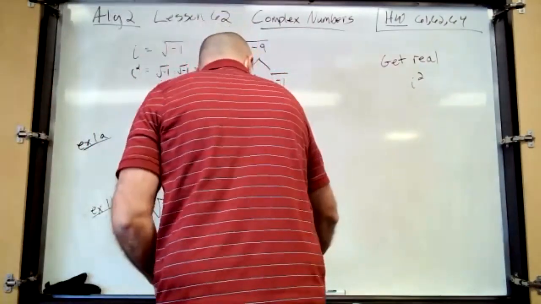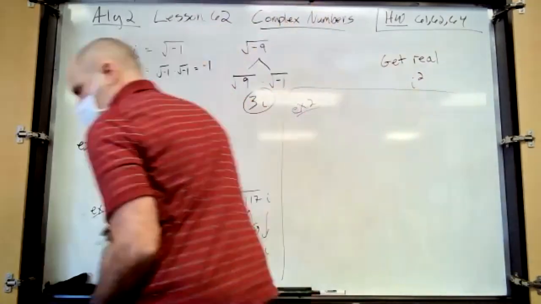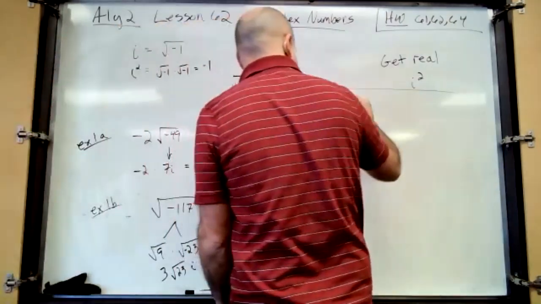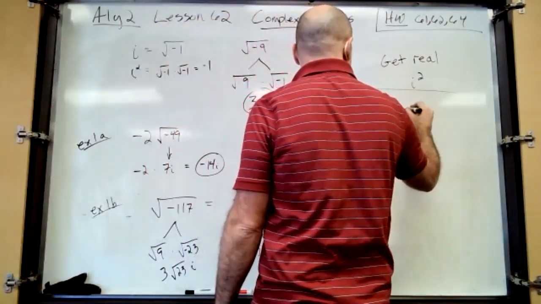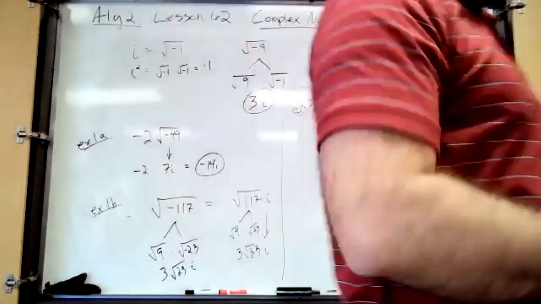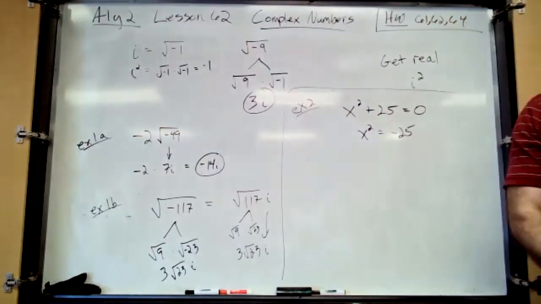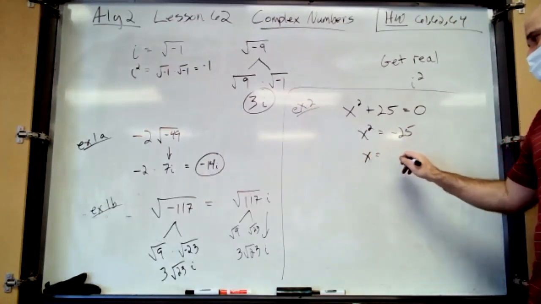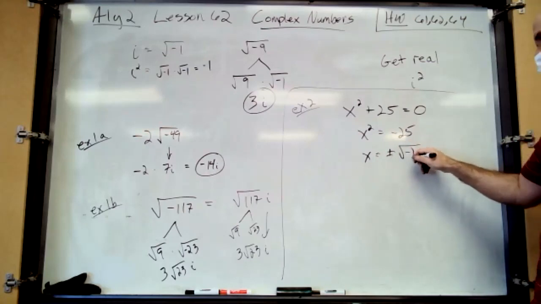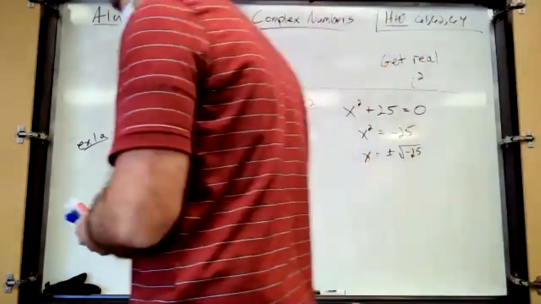So example 2. We're going to solve this quadratic with imaginary numbers. So x squared plus 25 equals 0. Well, to solve this one, I would just move the 25 over and then square root both sides, right? x squared equals negative 25. So x equals what? The square root of negative 25, right? And I put a positive and negative in there because that's what you do when you solve.